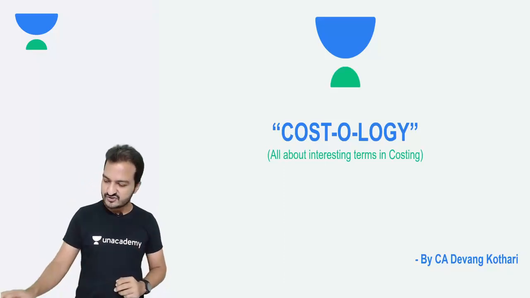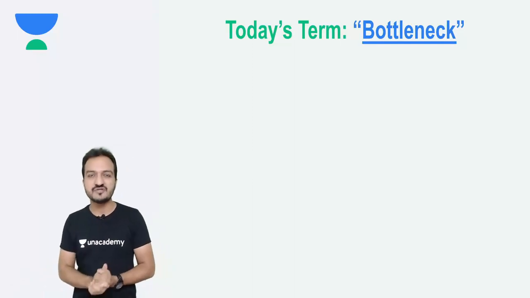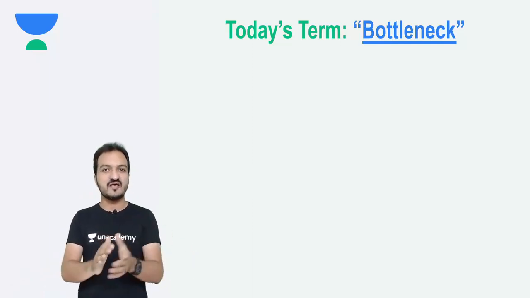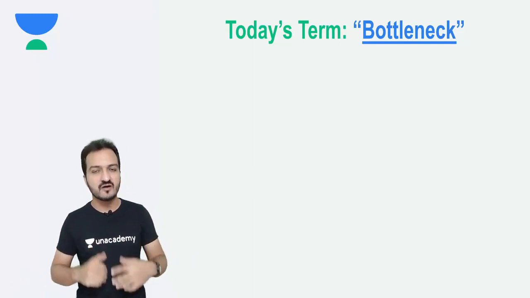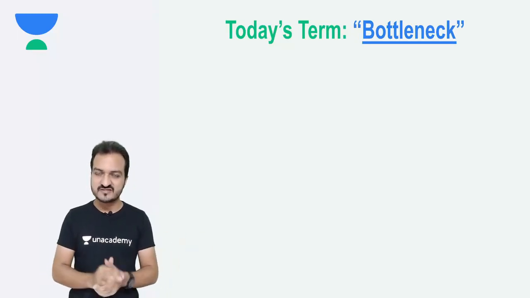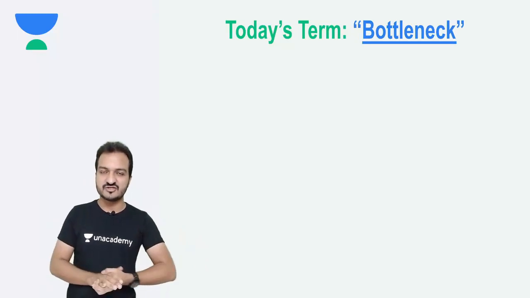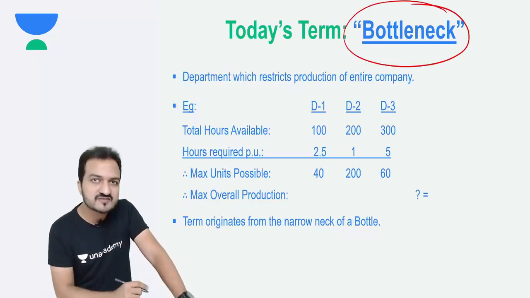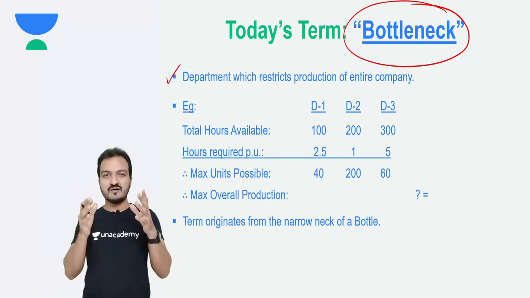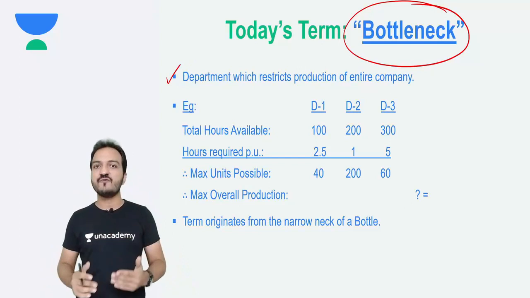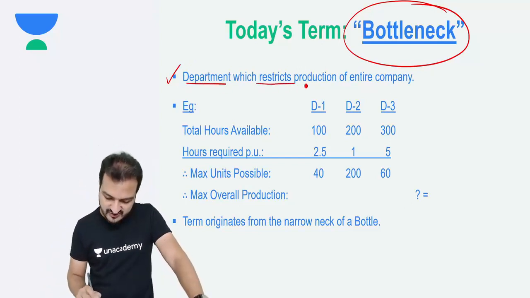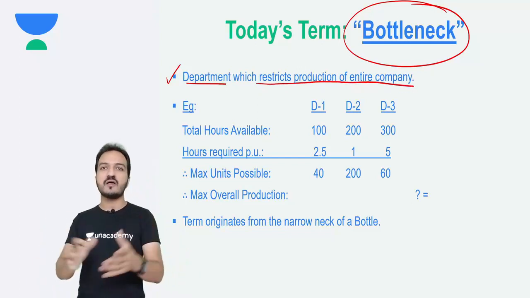Now, my term for today is bottleneck, a very important term especially for CA final costing. Those of you who have taken my class, we have learned this term at various places in the subject. We'll be learning about this term in this session right now: bottleneck. Now, what does this mean? Well, if I give you a direct meaning, bottleneck is basically used to refer to a department which restricts production of the entire company.